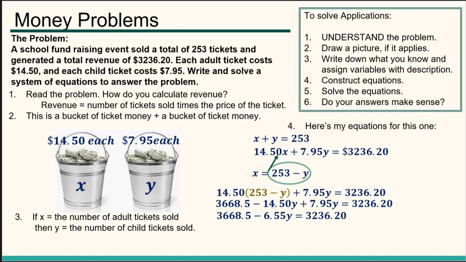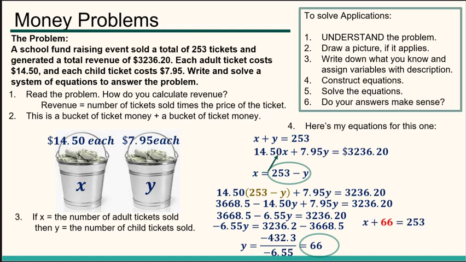Then I'll have $3,668.50 minus 6.55 times y equals 3236.2. I'm going to subtract 3668.5 from both sides, compute that number, and divide by negative 6.55. I'll get that y is 66. That's an answer. That's the number of child's tickets.